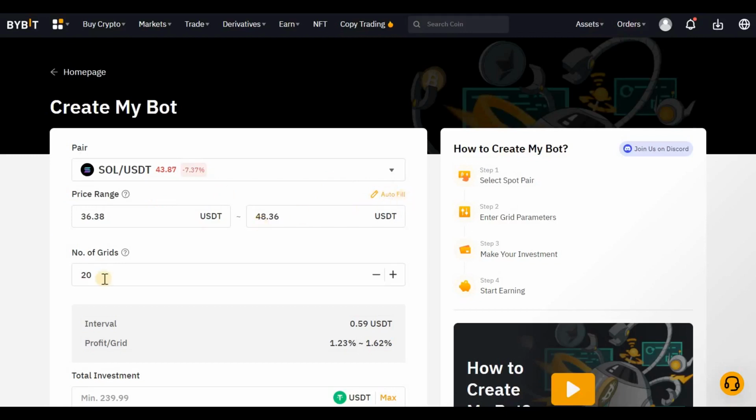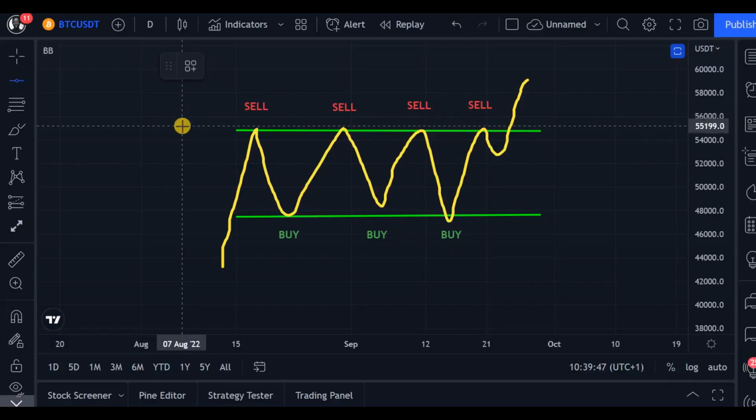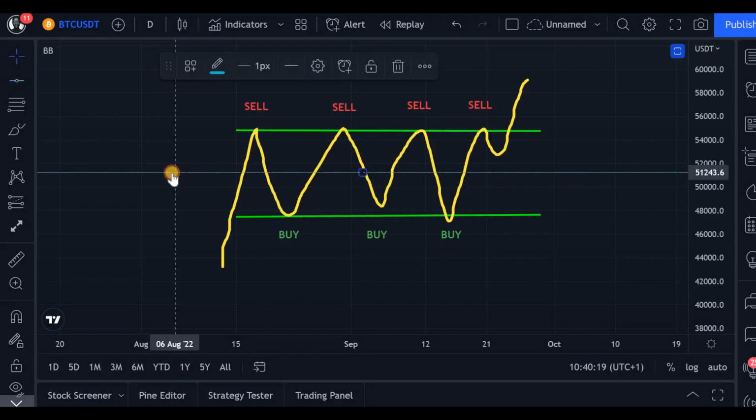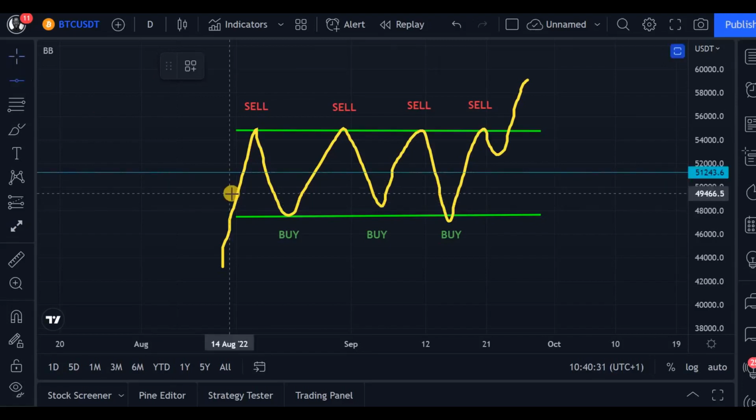The next section right here is to input the amount of grids that you want in this trading bot. I am going to briefly explain this right now. If you look at this example, a grid line is a specific point where you can put in your buy or sell order. For example, this line right here is considered a grid line. You can also create various grid lines within a price range, as long as you are willing to buy or sell at that specific price level.